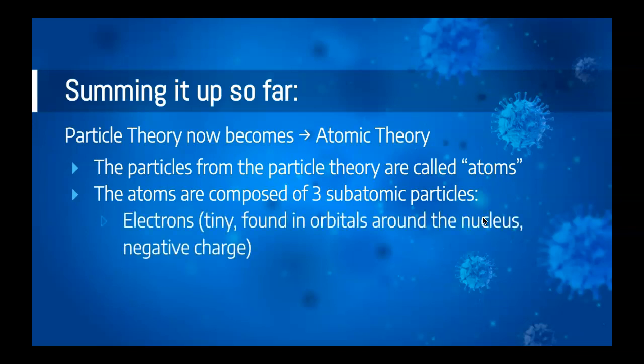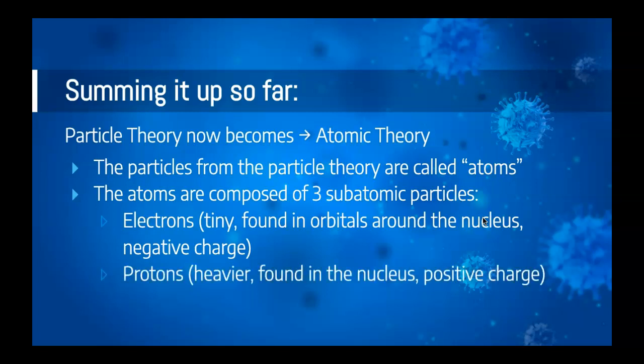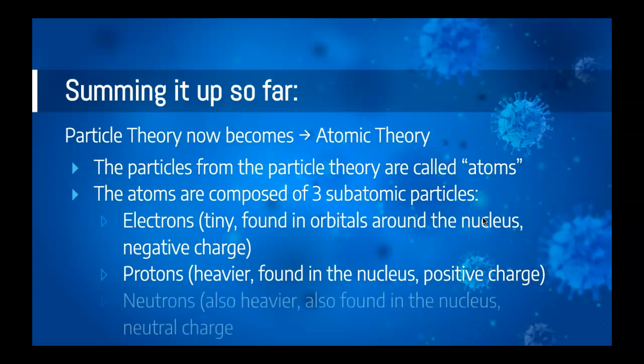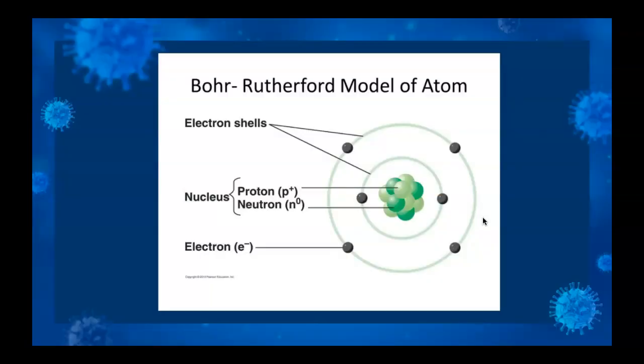Electrons, which are tiny, and they're found in orbitals around the nucleus, and they have a negative charge. Protons are heavier. They're found in the nucleus. They have a positive charge. Neutrons are also heavier. They're also found in the nucleus, and they have a neutral charge. This is kind of what it looks like.